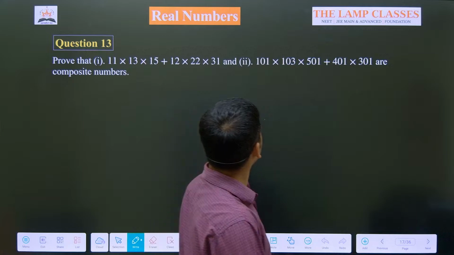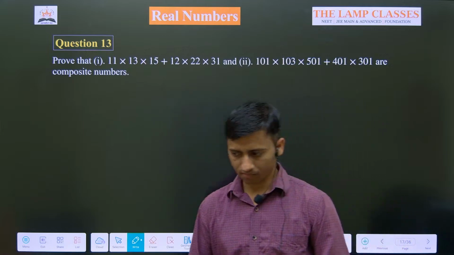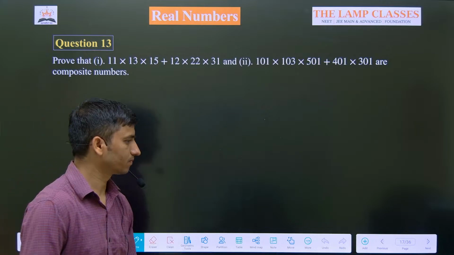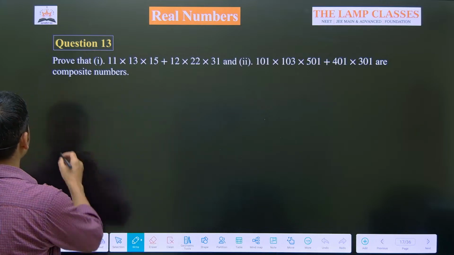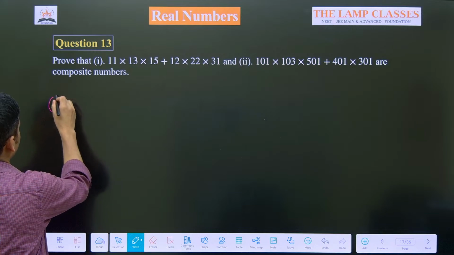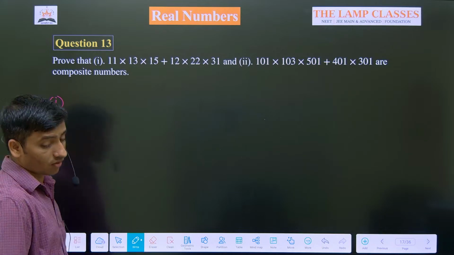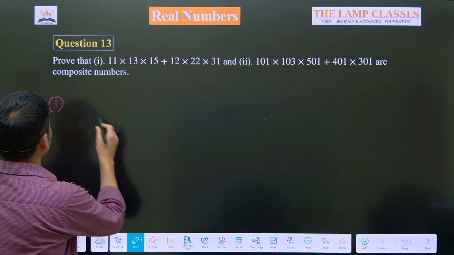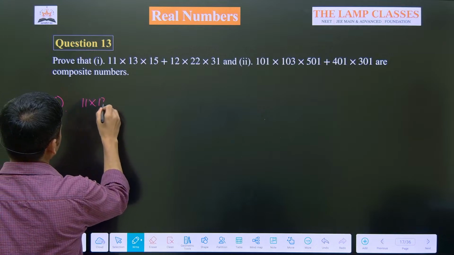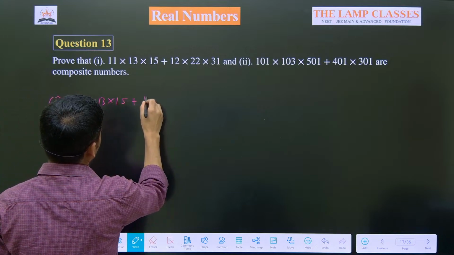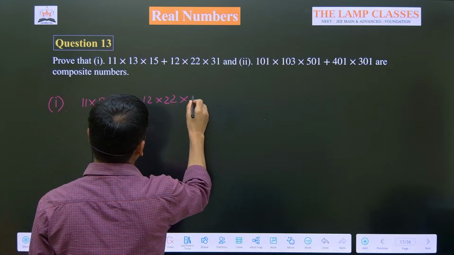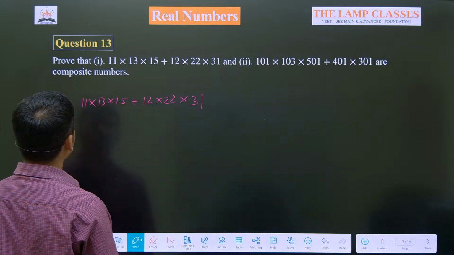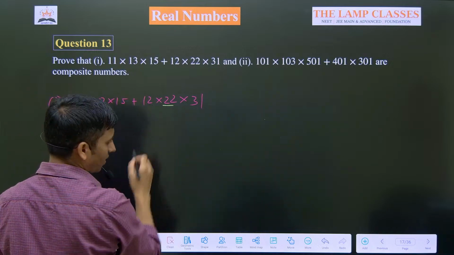You have to prove that these two numbers are composite. So I think you guys must have done the first part, right? In these kinds of questions, you try to take something common. That's the best choice. Are you getting? So the first number is 11 into 13 into 15 plus 12 into 22 into 31. Do you see anything common in them? You can clearly see 11 here and 22. They have something in common, right?